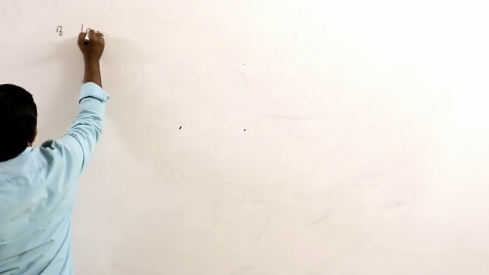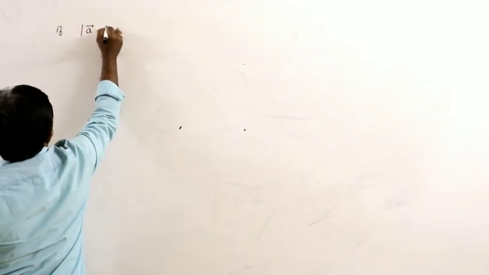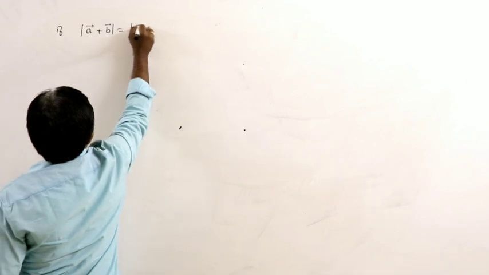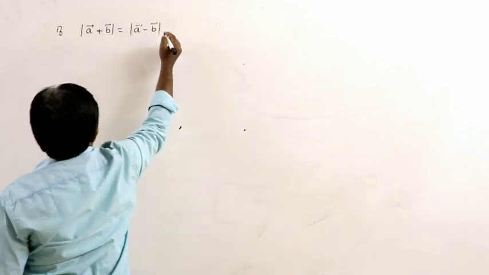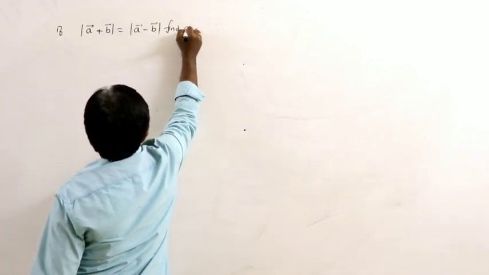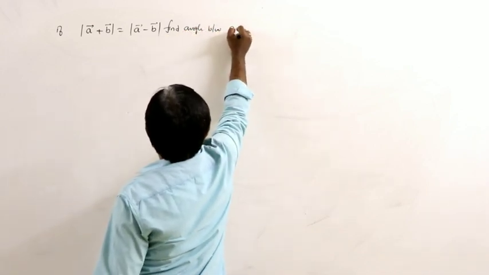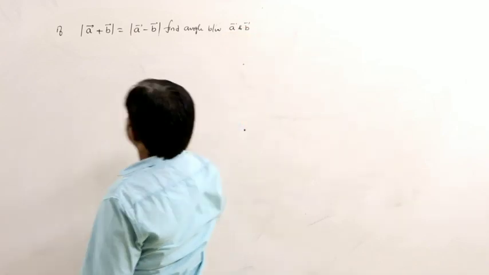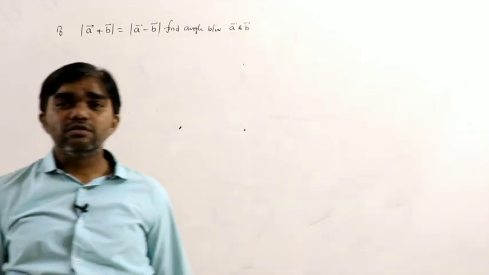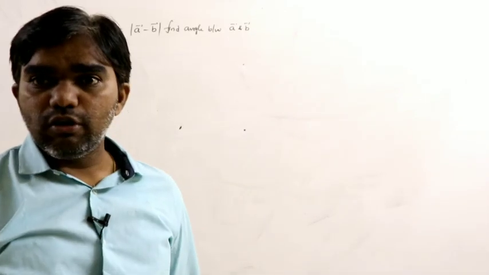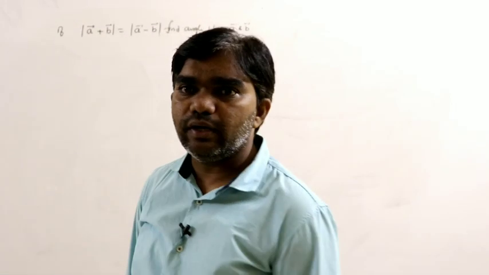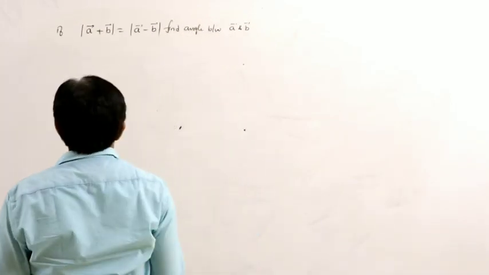It is a vector problem only. If the modulus of A bar plus B bar is equal to the modulus of A bar minus B bar, find the angle between A bar and B bar.